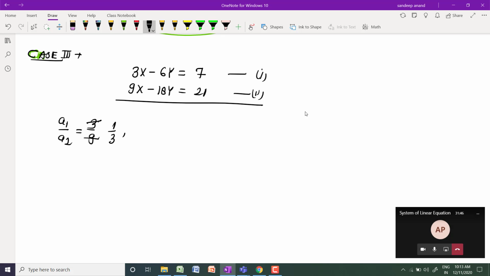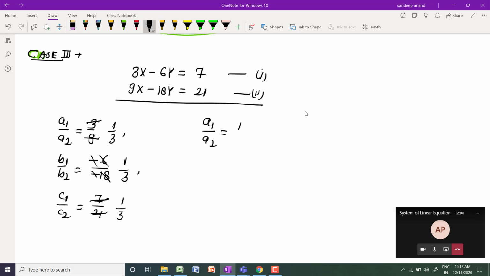Now check the value of b1 by b2. My b1 by b2 is minus 6 and minus 18. The minus cancels, and if you cut this value, you will get again 1 by 3. And what is the ratio of c1 by c2? My c1 by c2 is 7 by 21, so you will get 1 by 3 again. So here a1 by a2 is equal to b1 by b2 is equal to c1 by c2, and when this condition appears, you will get multiple solutions, or you can say an infinite number of solutions.